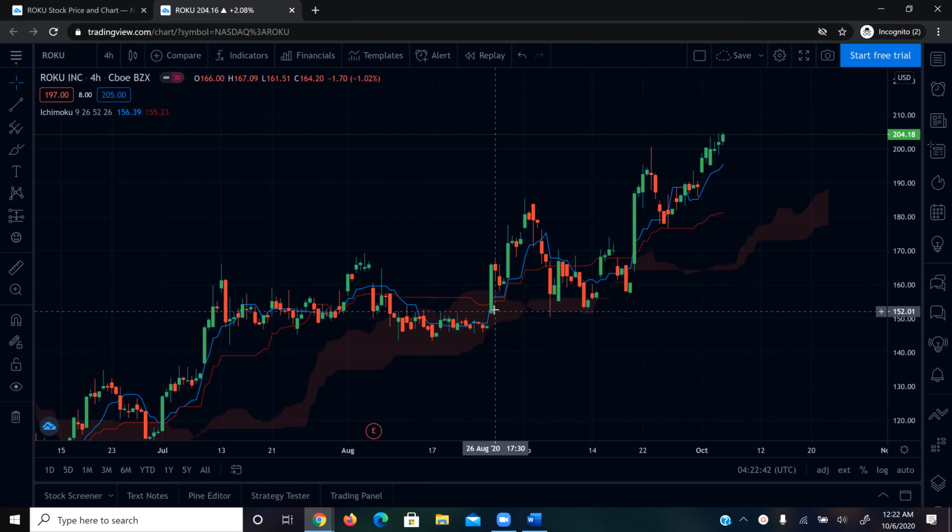So like right here, where you see it crossing over, you could have technically rode this up from 159 all the way up to 184. You know, using support and resistance and other indicators, you could have determined where to take profit.